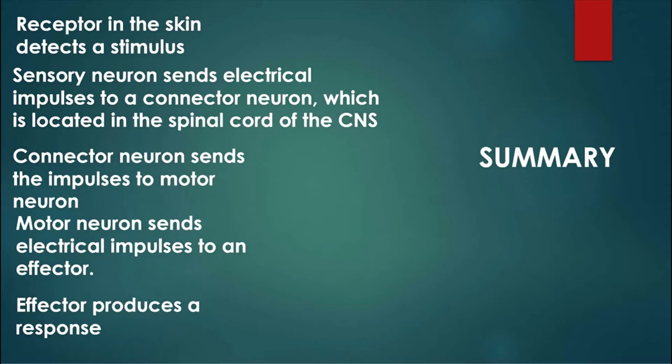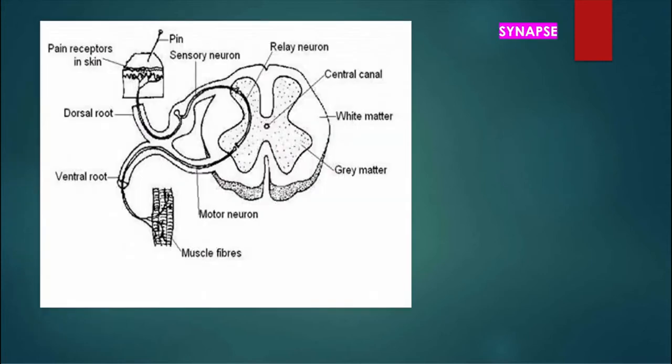So now let's label a reflex arc. We have the stimulus here, which is a pin, and then we have the pain receptors in the skin. Just before the sensory neuron, we have the dorsal root. We have the sensory neuron here, which is responsible for transmitting the impulses from the receptors to the relay neuron or the connector neuron. And then we have the connector neuron here, which is responsible for transmitting the impulses from the sensory neuron to the motor neuron.